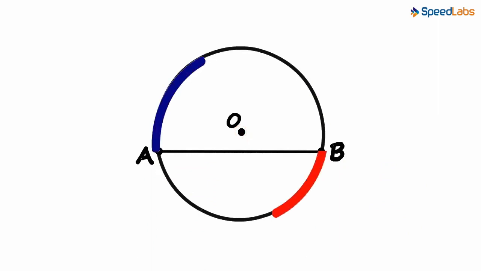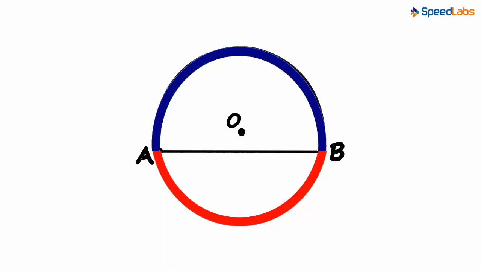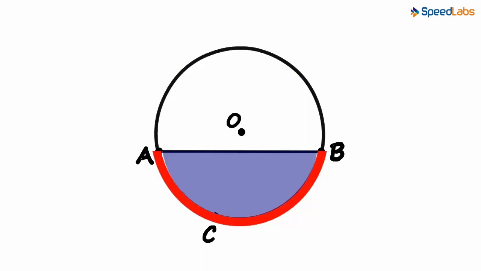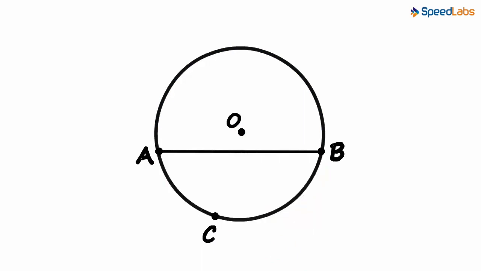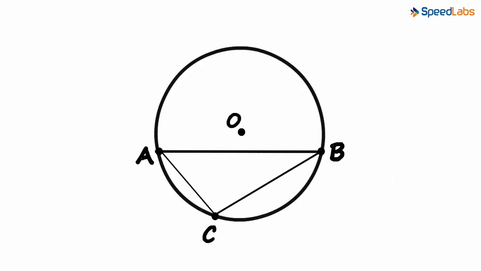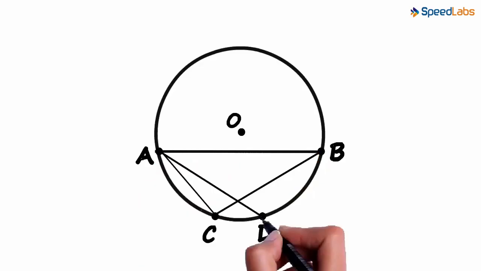Mark any point on the arc of any segment. Let's say we mark point C on the arc of the minor segment. Then we form angle ACB by joining AC and CB. Now let's mark point D anywhere on the same arc, which will form angle ADB.